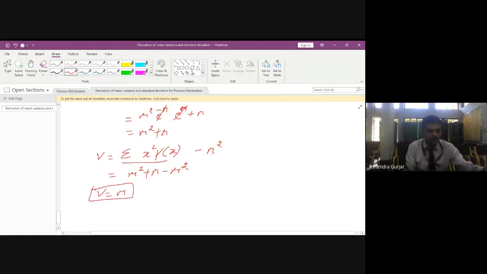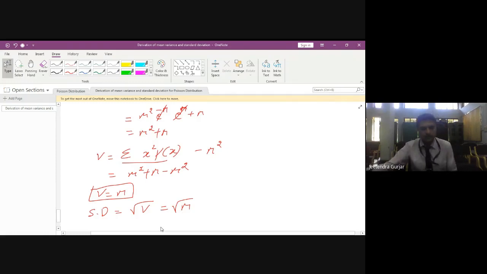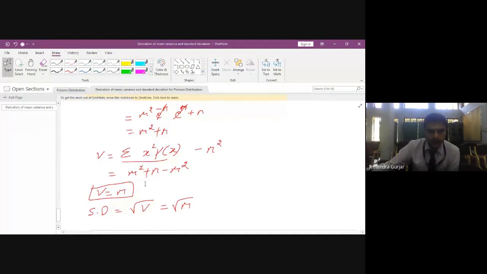Similarly, what will be the standard deviation, students? Standard deviation SD is equal to square root of V, which we are going to get as square root of m. So please remember, we have derived mean, variance and standard deviation, where mean and variance are equal to m. Yes friends, thank you.